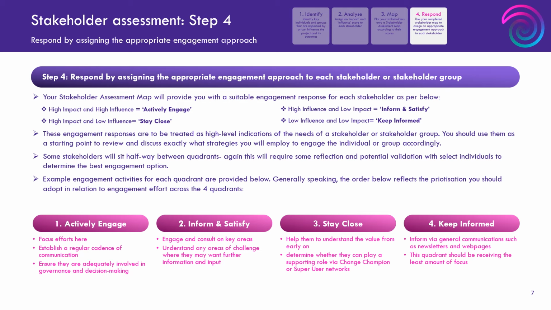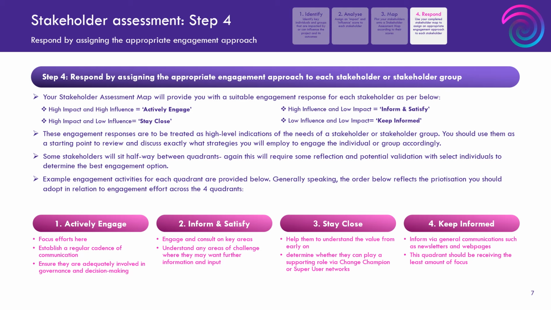And then the final step, respond. So the 4 quadrants we looked at are at the bottom of this slide here. So actively engage, inform and satisfy, stay close or keep informed. So once you know where they are in the quadrant, once you know their level of impact and influence, you can start to think about what you're going to do to manage and engage that stakeholder. So for someone who's in that actively engaged quadrant, you really want to focus a lot of your efforts there. You probably want to establish a regular cadence of communication with that group or that person, really ensuring they're adequately involved in decision making.